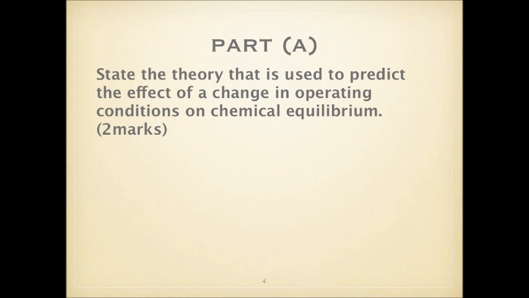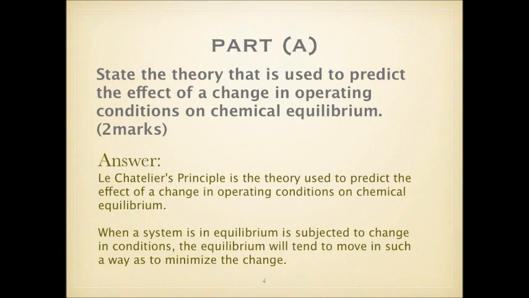Part A. State a theory that is used to predict the effect of a change in operating conditions on chemical equilibrium. The theory used here to predict the effect was Le Chatelier's principle, which states that when a system in equilibrium is subjected to a change in conditions, the equilibrium will tend to move in such a way as to minimize the change.